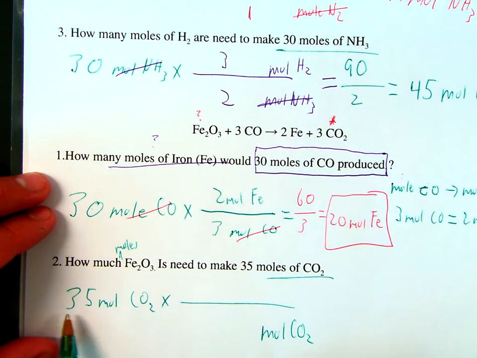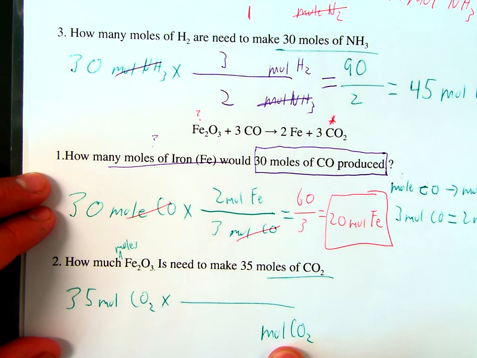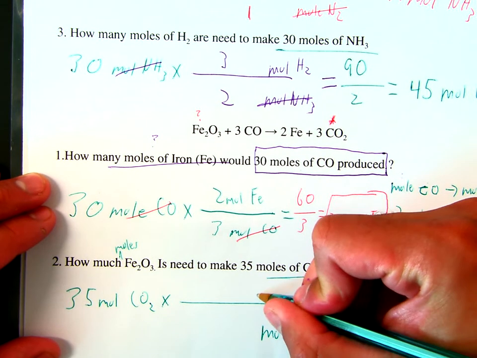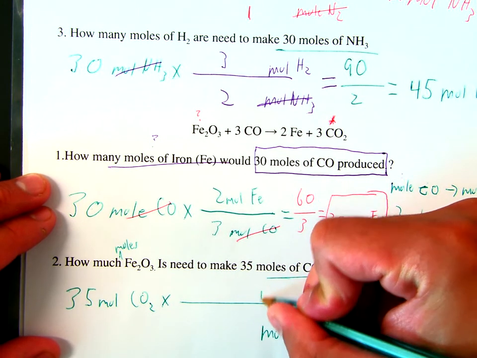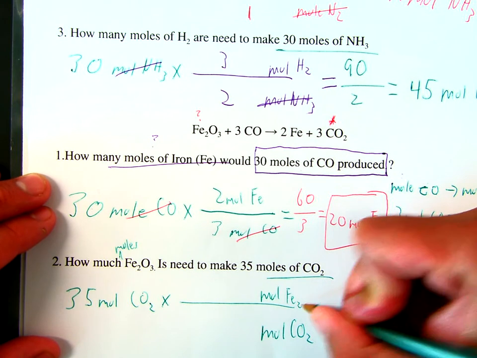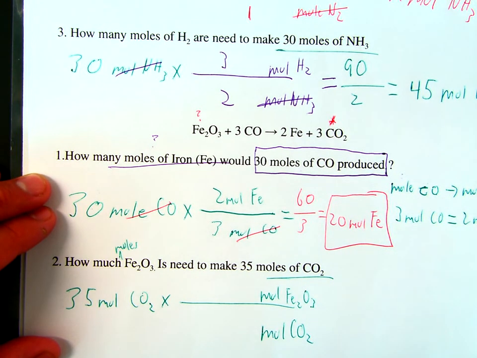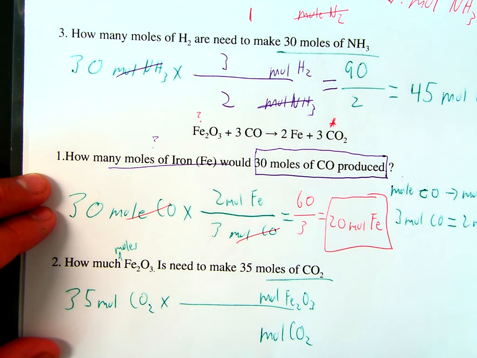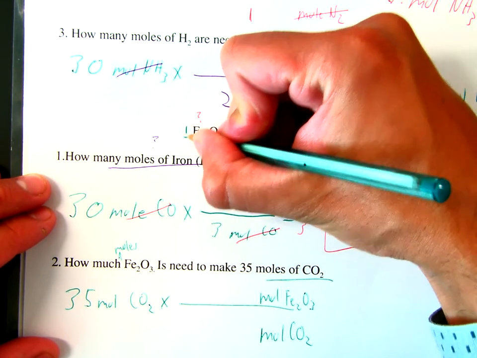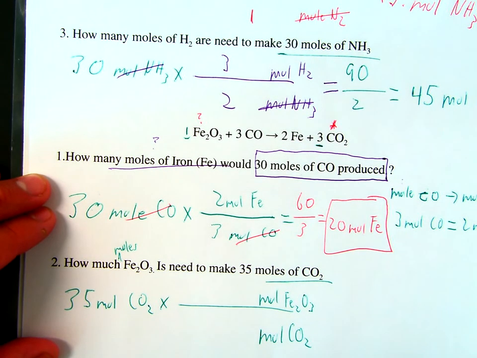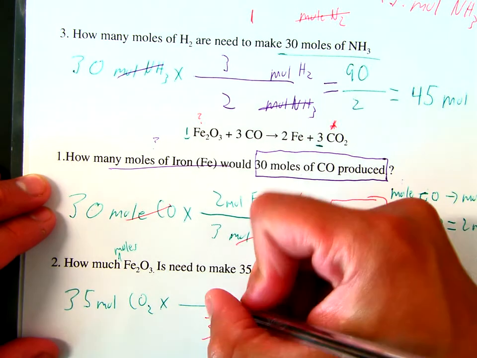Okay, so 35 moles of CO2. So we put moles of CO2 in the bottom. We want moles of Fe2O3, sorry, on the top. So iron oxide. So we put moles of Fe2O3 here. Okay. All right. Then where do we get my numbers from? The equation, right? The equation tells me I produce 3 CO2s for every 1. There's an invisible 1 here for every 1 iron oxide that reacts. So I produce 3, right? I put the 3 there. I produce 3 for every 1 of these.